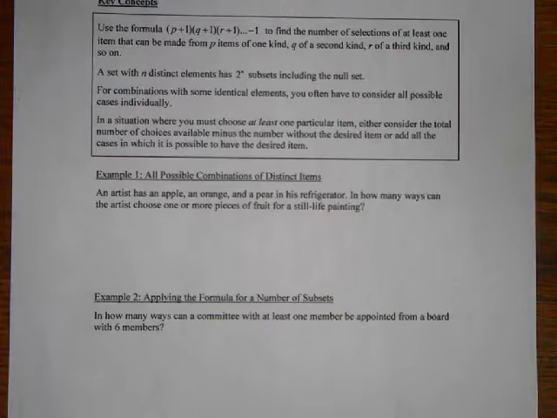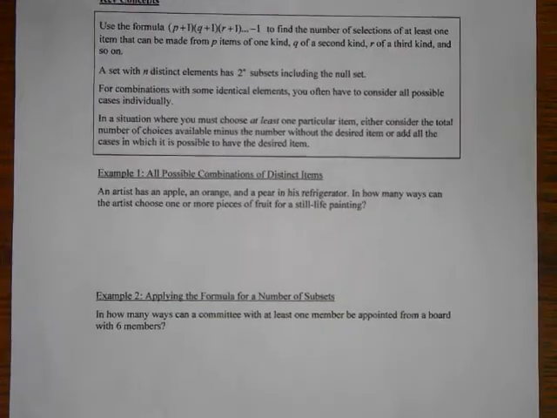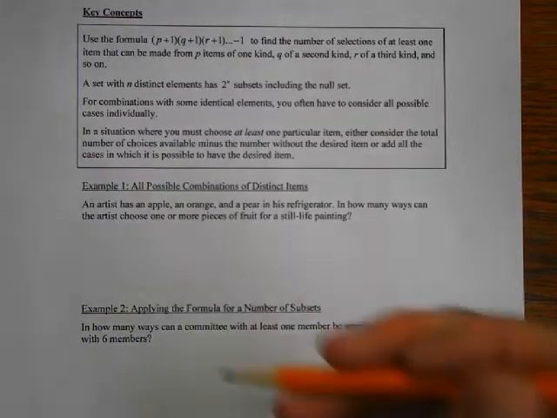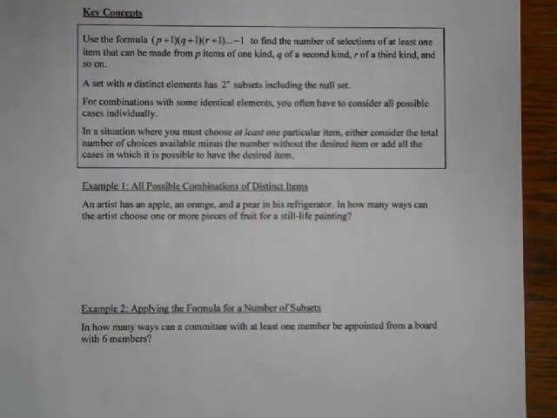formulas come in. So the first example, an artist has an apple, an orange, and a pear in his refrigerator. How many ways can the artist choose one or more pieces of fruit for a still life painting? Okay, so you got three things. In this case, they're all unique. So I'm going to show this through a tree diagram.